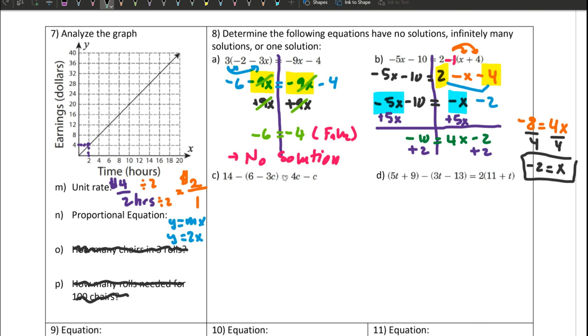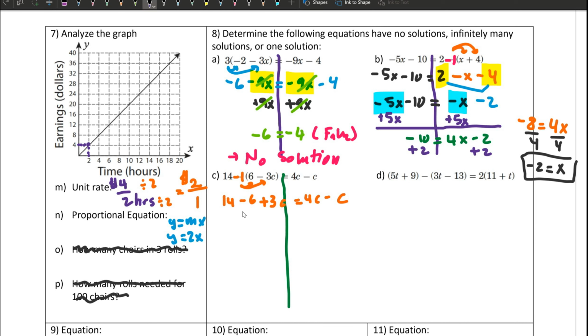Now we go down to problem C. Okay, 14 minus the quantity 6 minus 3c equals 4c minus c. So you see the negative sign without a number. What should I put? If you say 1, that's correct. So it's negative 1, and we distribute it in. That will give you 14 minus 6 plus 18c equals 4c minus c. The 18 comes from, oh sorry, not 18, my bad. It's not 18. It will be negative 1 times negative 3, which is positive 3. So positive 3c.